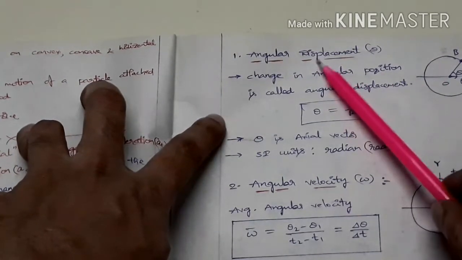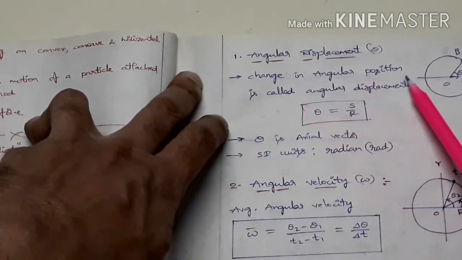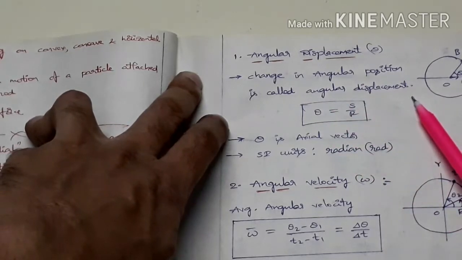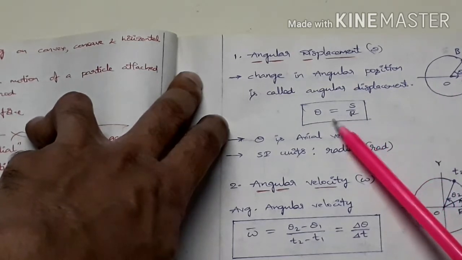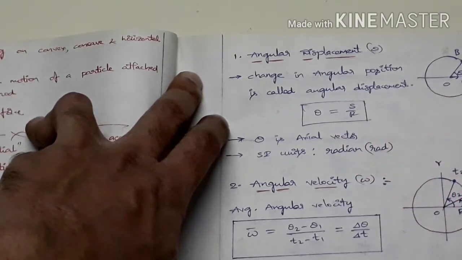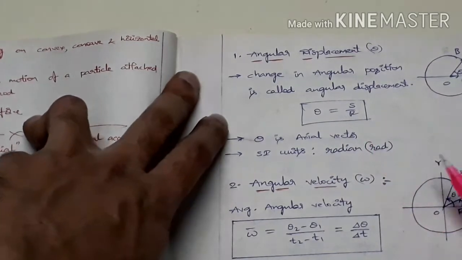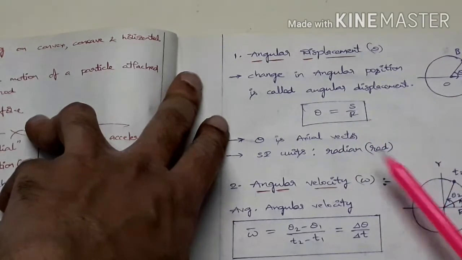The first one is angular displacement, theta. So what is the angular displacement theta? Change in angular position is called angular displacement. Suppose initially when t equals 0, this radius vector is at this position like this. In t seconds, it has swept this angle theta here. So this theta is called angular displacement and it is mathematically expressed as theta equals s by r, where s is the arc length on which the particle has moved and r is the radius of the circle. So this angular displacement is mathematically related with the arc length and radius of the circle as theta equals s by r.